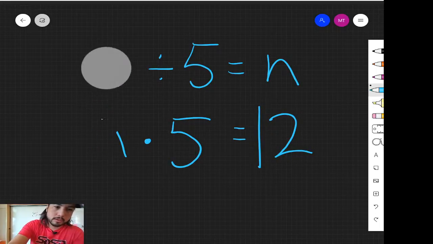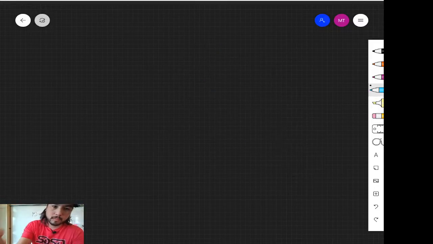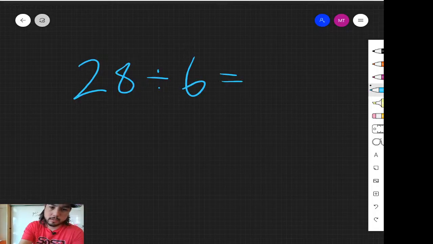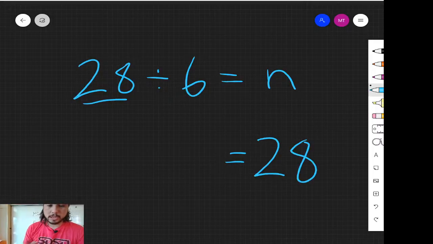Okay, so let's try another one. Let's do another whole number one. 28 divided by 6 equals n. Again, I don't want you solving for n. We are writing a multiplication equation that is the inverse of this division equation. Because we started at 28, we're going to end back at 28 using multiplication.